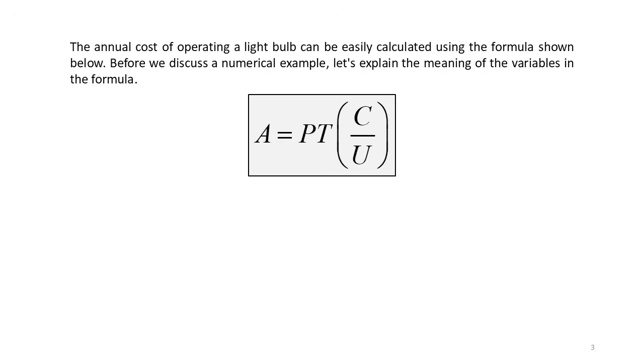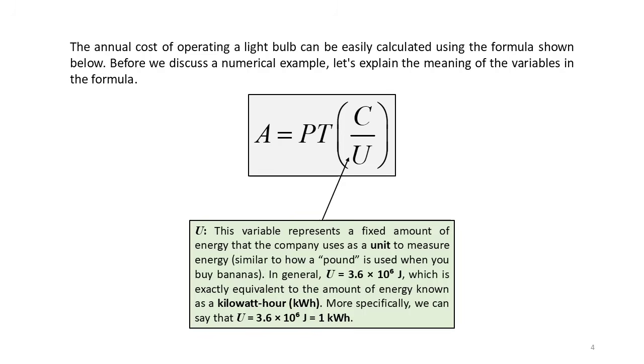The annual cost of operating a light bulb can be easily calculated using the formula shown below. Before we discuss a numerical example, let's explain the meaning of the variables in the formula. This variable represents a fixed amount of energy that the company uses as a unit to measure energy, similar to how a pound is used when you buy bananas. In general, U is equal to 3.6 times 10 to the 6 joules, which is exactly equivalent to the amount of energy known as a kilowatt hour.